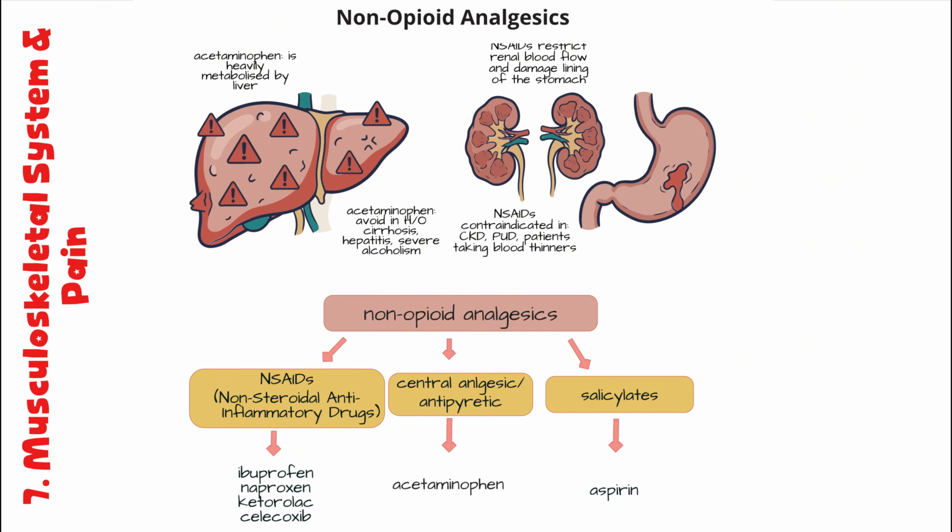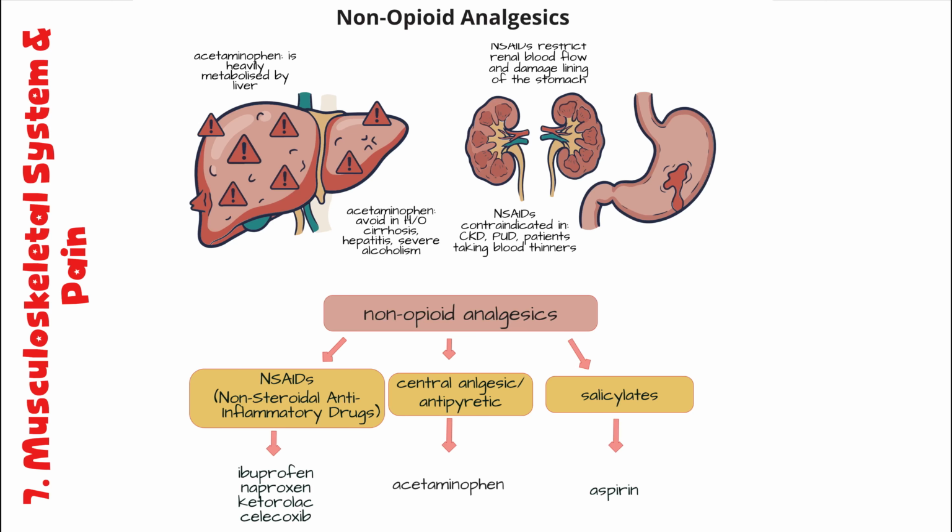Non-opioid analgesics, NSAIDs, acetaminophen, aspirin, block prostaglandins right at the injury site. Acetaminophen hits the brain's fever and pain centers with zero anti-inflammatory effect. Aspirin irreversibly blocks platelet aggregation. NSAIDs are intensely nephrotoxic, acetaminophen intensely hepatotoxic.